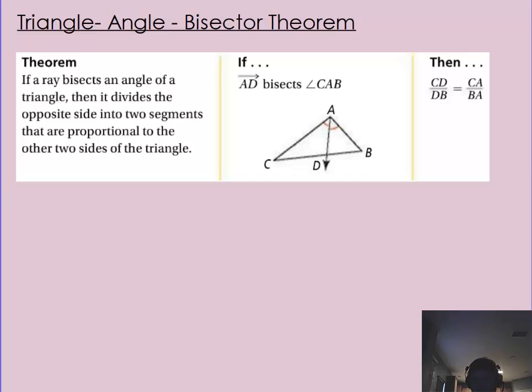Triangle angle bisector theorem. If a ray bisects an angle of a triangle, then it divides the opposite side into two segments that are proportional to the other two sides of the triangle. So AD is my bisector, and it cuts CAB into two congruent angles. So what this is saying is this over this is proportional to this over this. That's it. Just a bunch of proportions. So let's try some examples.